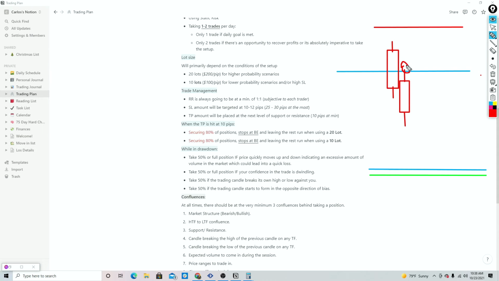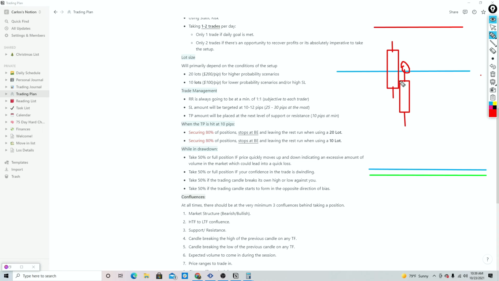That's giving us signs that we might come back into this range. This move might have been a fake out, or this is just a very strong level of support, or whatever the higher time frames show, whatever the case is. If we're in this trade and it starts to break its high, we have to cut 50% off, because it already broke the low, and now it's breaking its own high. Also, take 50% if the trading candle starts to form in the opposite direction of bias is basically the exact same thing; these two go hand in hand.